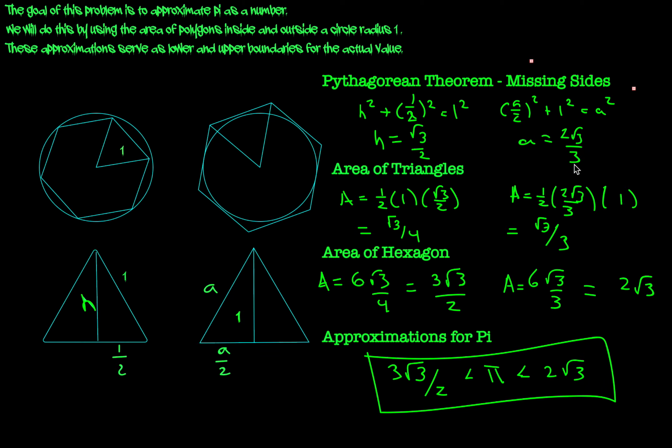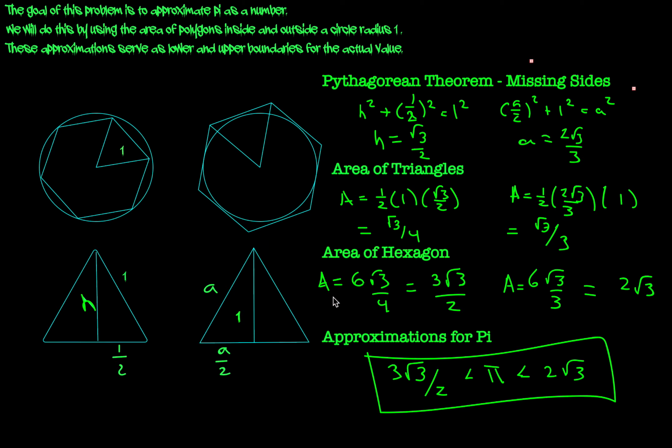Then I wanted to find the area of these triangles using those side lengths, so the invocation of the area formula, area equals 1/2 base times height, and the result of it, square root of 3 over 4 in this case, square root of 3 over 3 in the second case. I used those areas to find the area of the hexagon by multiplying it by 6.